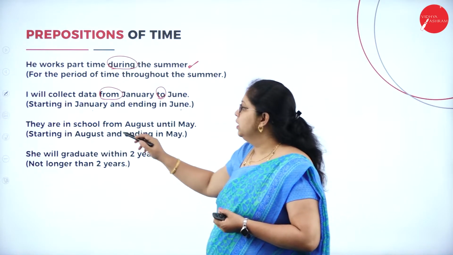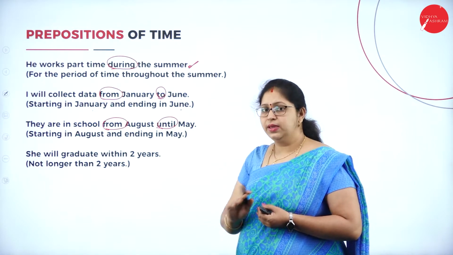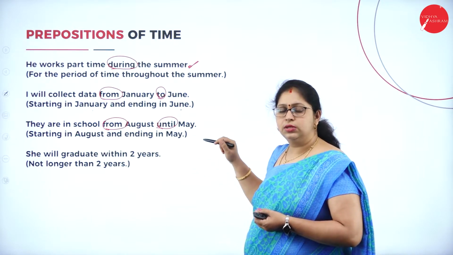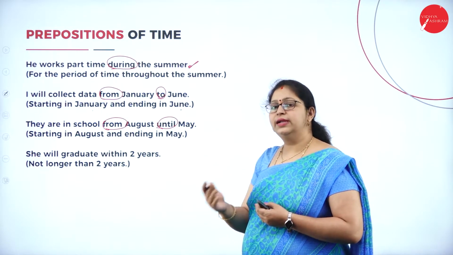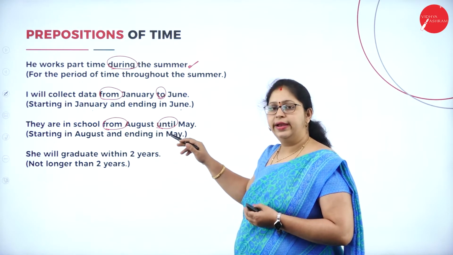So, we are using from and until. After May, they won't be in the school. They are in school from August until May. So, after that, they won't be in school. To mention that, we are using from and until.